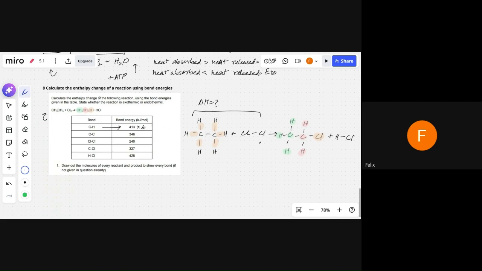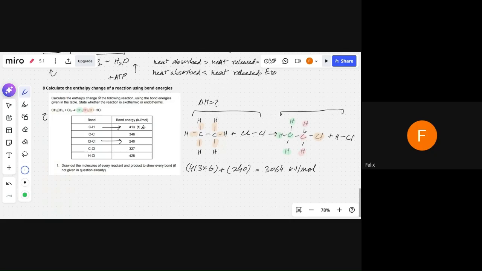And then the chlorine bond, which is 240, right? So 413 times 6, and then plus 240. And this is the total energy that is being absorbed on the reactants side, right? And the energy is 3064 kilojoules per mole. Now you have to do the same for the product side.